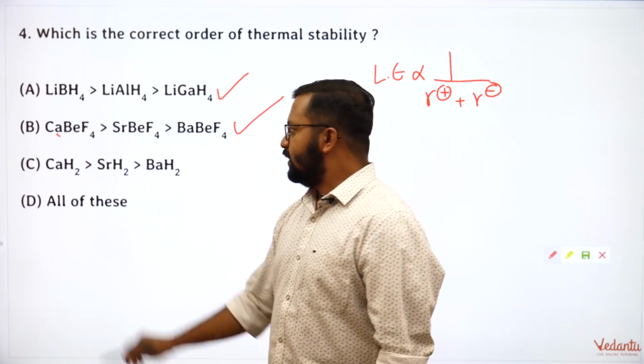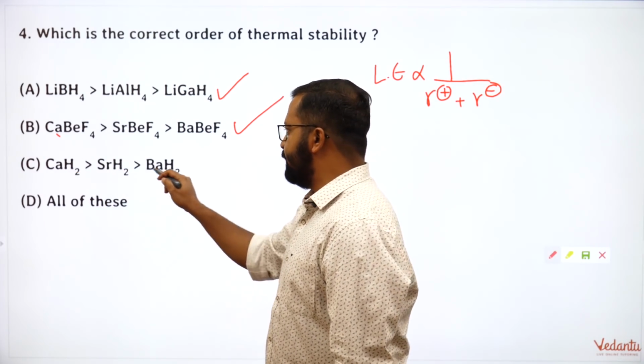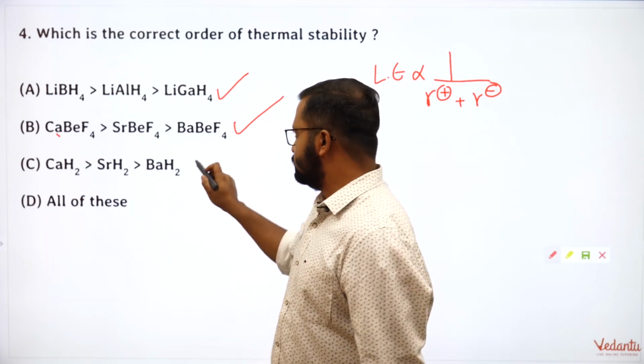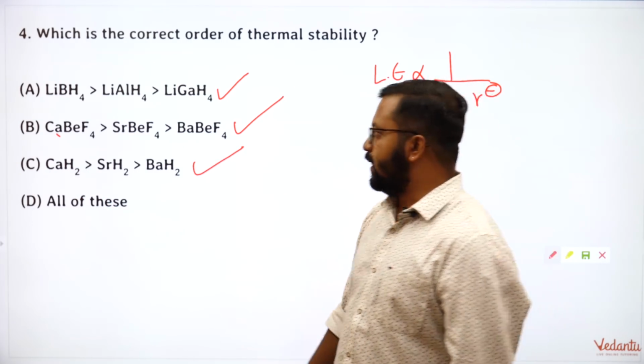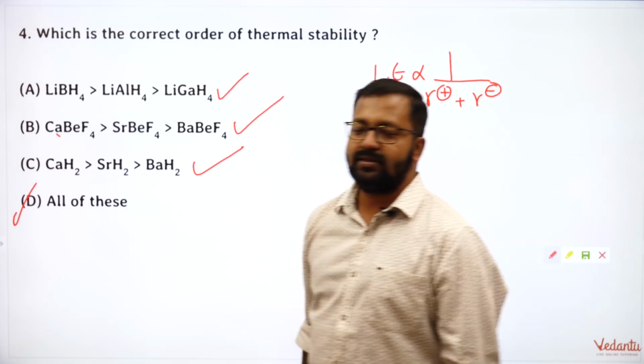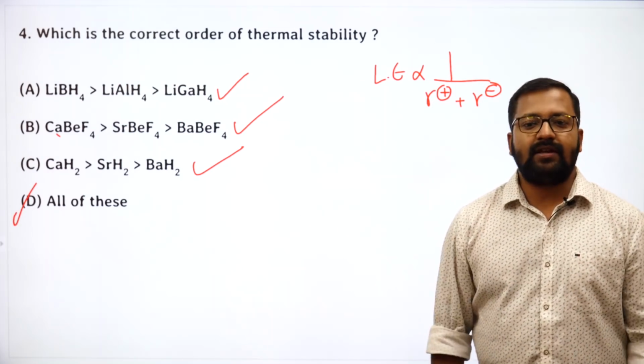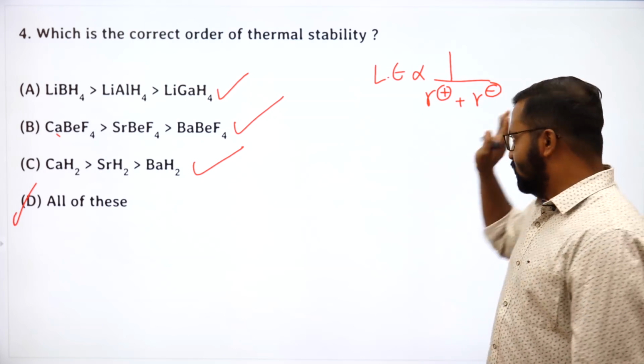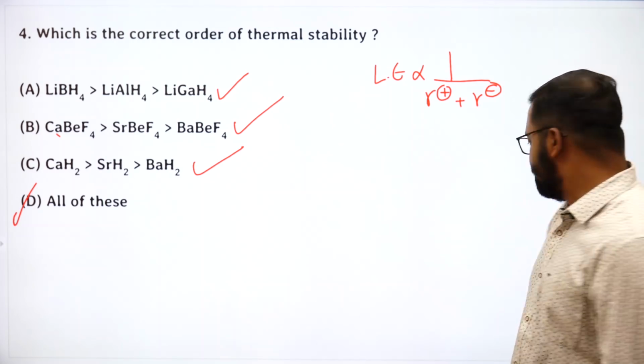Let's take this one. Calcium hydride, strontium, barium hydride. What will be the smallest cation? This one. Answer should be all of these. The correct answer is all of these. Okay? Very good. So let's move on to the next question.